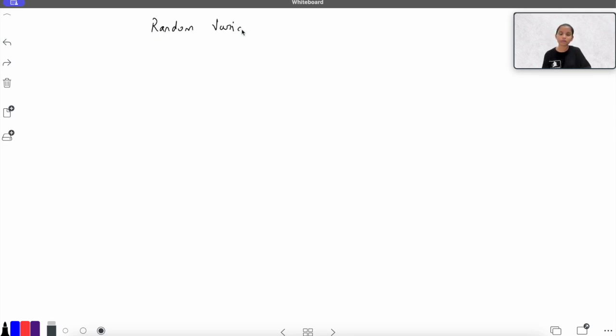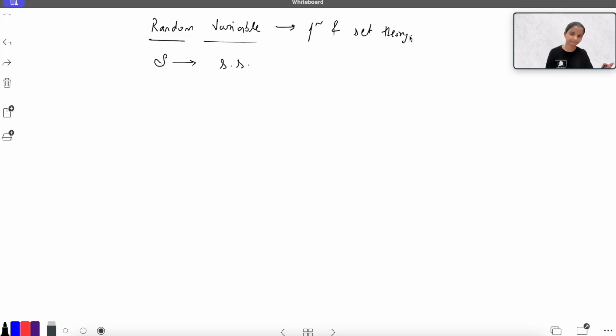While defining a random variable, we say that we are having sample space S, which is the set of all possible outcomes. This is my sample space. Now a random variable is based on the theory of functions and set theory. If you know these two concepts, then you will understand random variables very well. Set theory is not in the definition of it, but it will be used while you are calculating the probability corresponding to certain events.